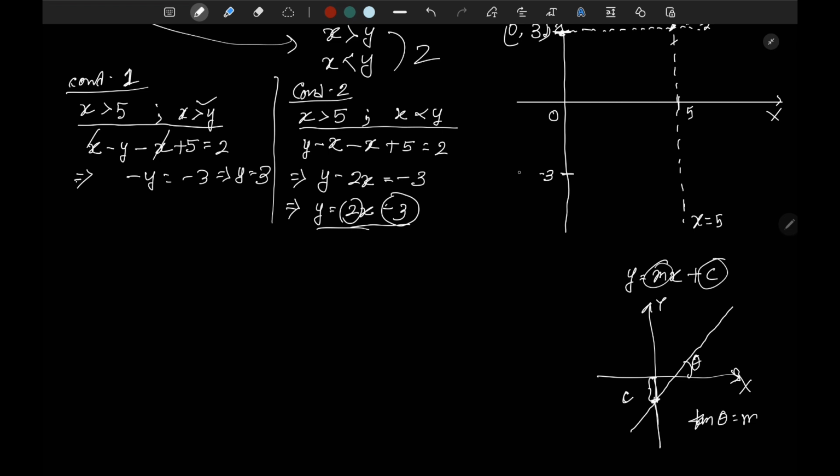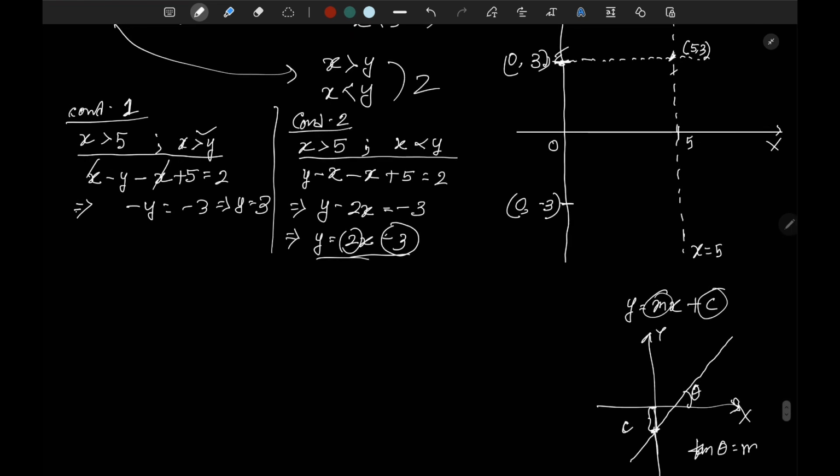We already know that this point is 0 comma -3, and your slope is 2. That means at y equal to 0, what value? Y equal to 0 means at this level, what value your x will take. If you put y equal to 0, it will be 2x equal to 3 or x equal to 1.5. So it is cutting at some 1.5, right?